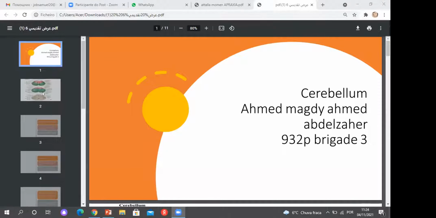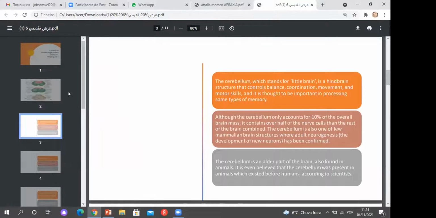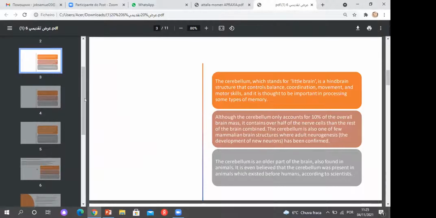Hello, my topic will discuss the cerebellum. So the cerebellum, which stands for little brain, is a hindbrain structure that controls balance, coordination, movement, and motor skills, and it's thought to be important in processing some types of memory. Also, the cerebellum only accounts for 10% of the overall brain mass. It contains over half of the nerve cells of the rest of the brain combined.